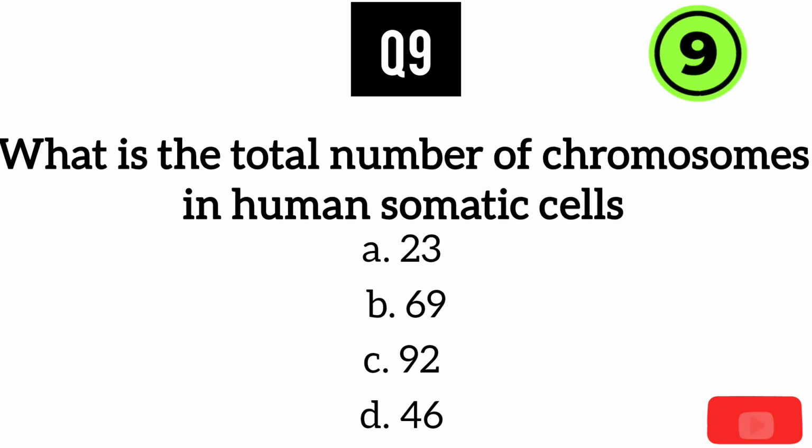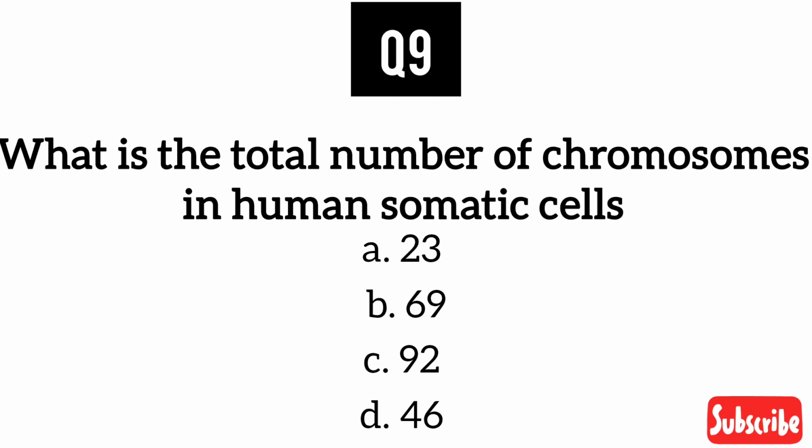Question 9. What is the total number of chromosomes in human somatic cells? A. 23, B. 69, C. 92, D. 46. So the correct answer is 46. Human somatic cells have 46 chromosomes, or 23 pairs.